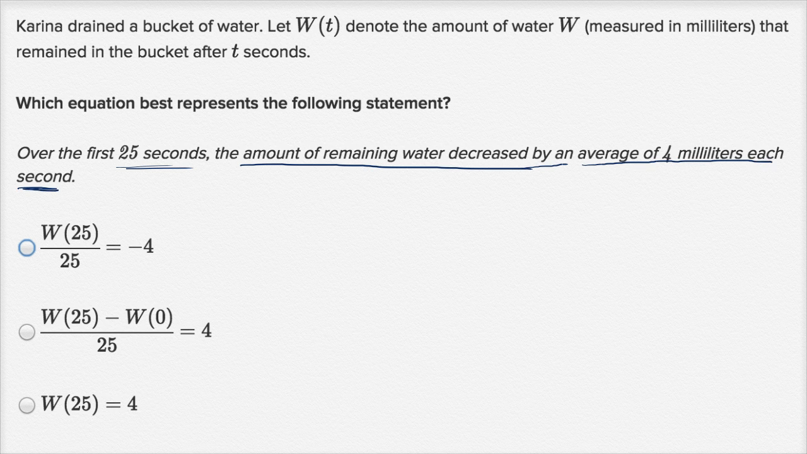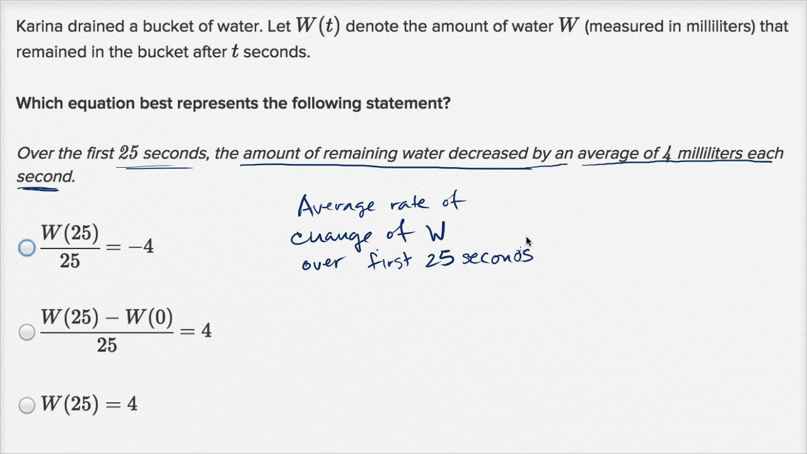So let me rewrite this. Let me paraphrase this, and then maybe we'll be able to think about the math a little bit. They're saying that the average rate of change of the amount of remaining water. So I could say the average rate of change of W with respect to time over the first 25 seconds is equal to a decrease. The water decreased by 4 milliliters each second.